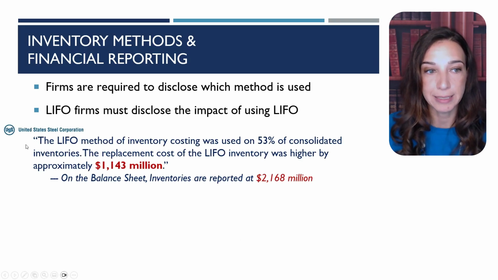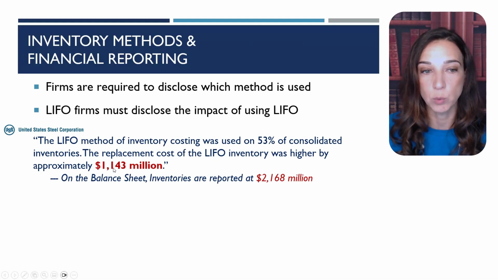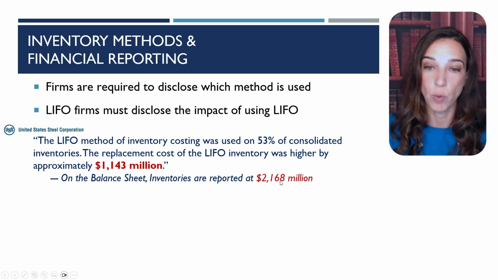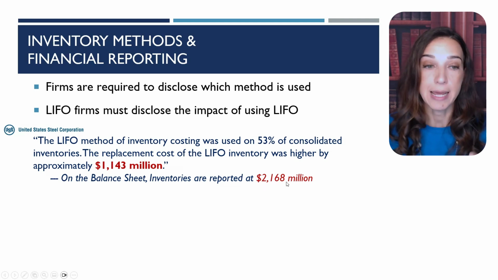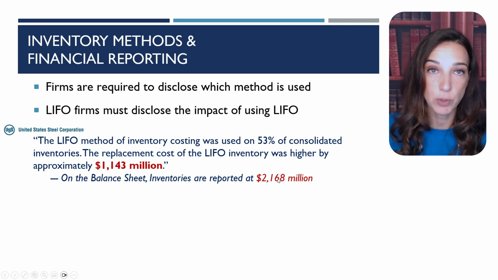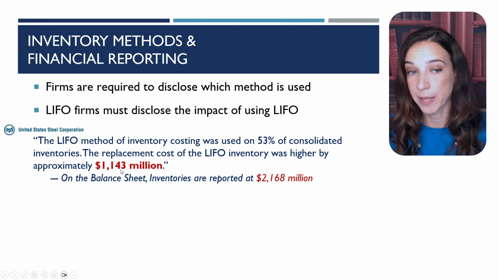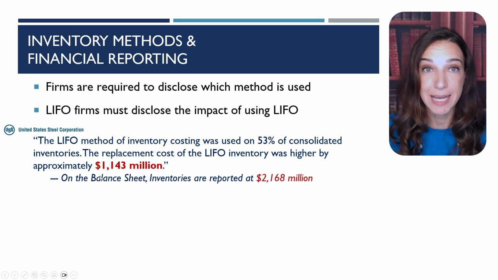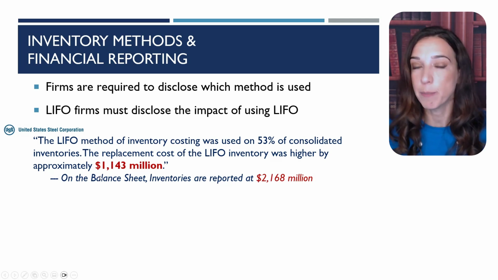This is from United States Steel. It says the LIFO method of inventory was used on 53% of inventories. The replacement cost of the LIFO inventory was higher by approximately $1.1 billion. So what they're really saying is on the balance sheet, they have inventories which are $2.168 billion. If they were not using LIFO, if they were using FIFO, then this number would be $1.1 billion higher. So in the case of United States Steel, that's actually a really big impact.